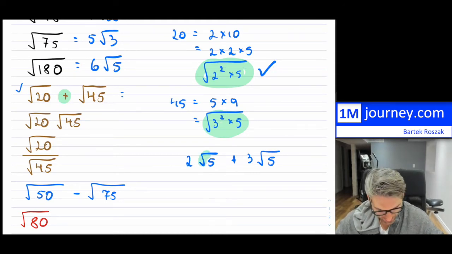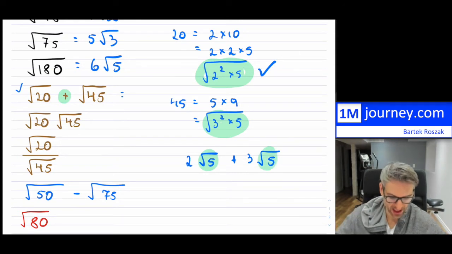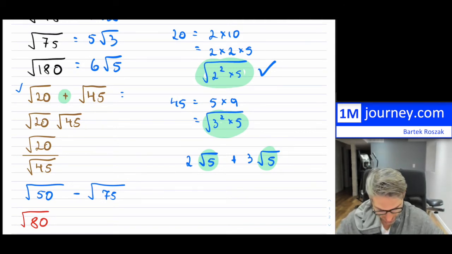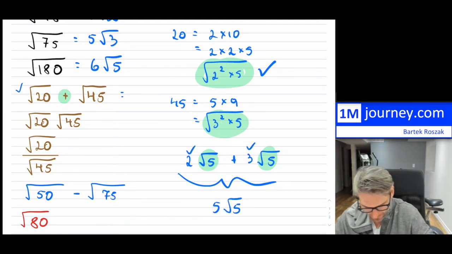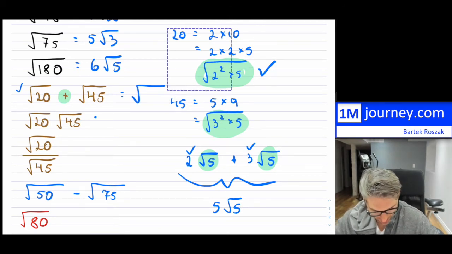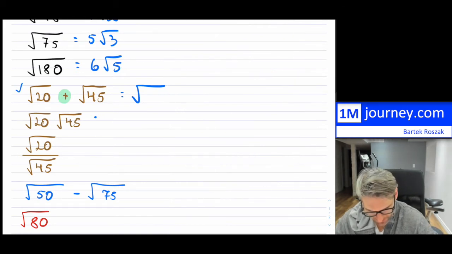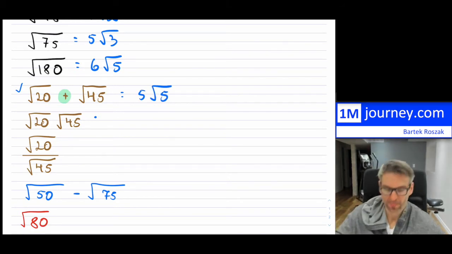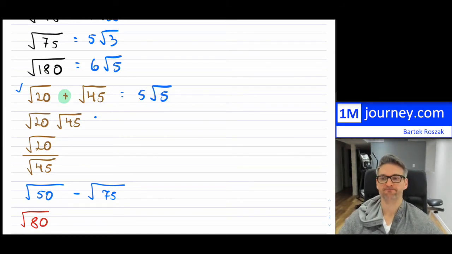And notice now, this doesn't always happen, but it can. Now you can actually add these because square root of 5 is a common factor. So this is just equal to 2 plus 3, which is 5. And that would have been your final answer. So that's going to be 5 times the square root of 5. And that's your answer. That's a nice simplified form, which definitely looks much nicer.